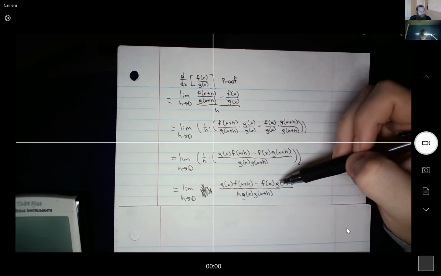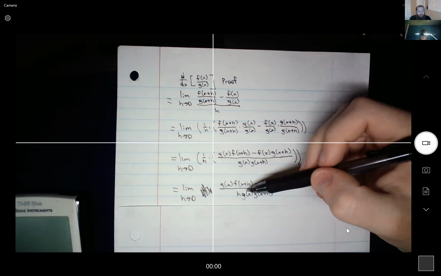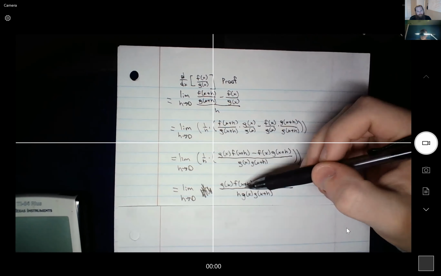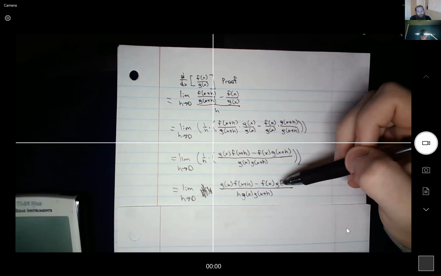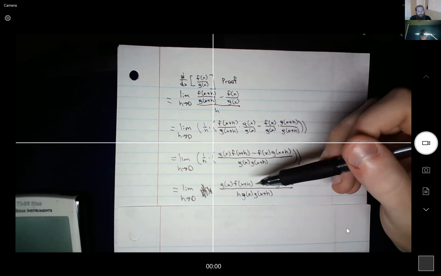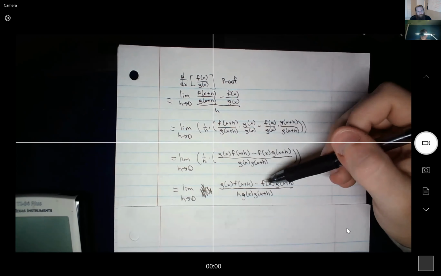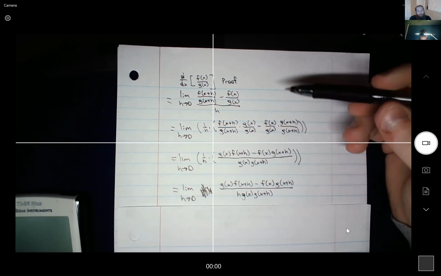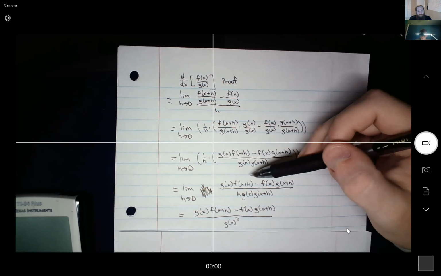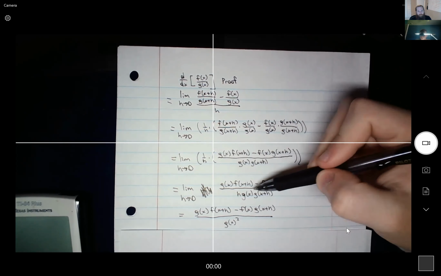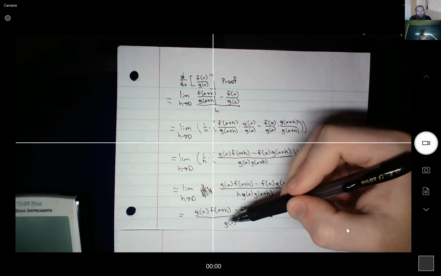Since you are dividing in this function, the h of 0 shows that when there's a 0, you can't divide by 0. So the denominator h will always have to be greater than 0 for this to work. So you get this, and then that can be factored into this.